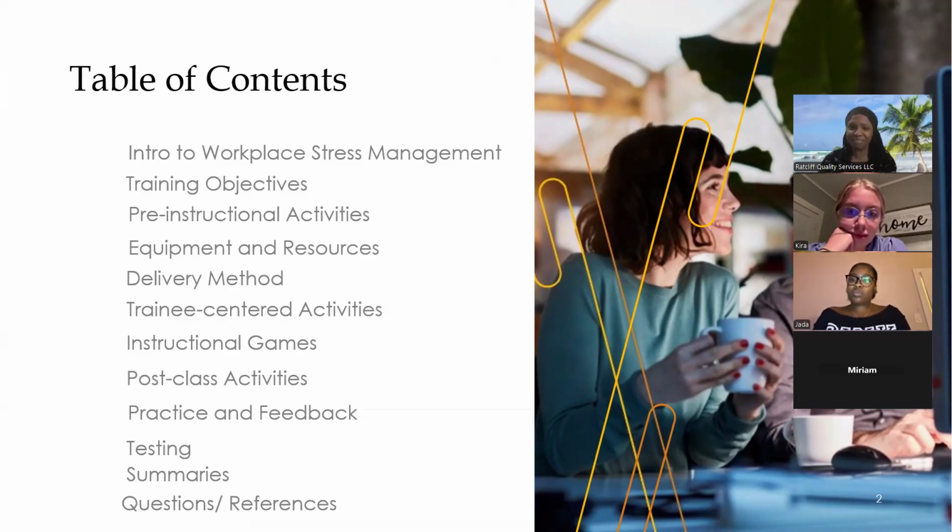Everybody loves a good game. Post-class activities, practice and feedback. Because once we learn how to manage our stress in our zen of our workplace, we got to practice it, right? Then we're going to do some testing, summaries, questions, and references. So let's go ahead and get this party started.